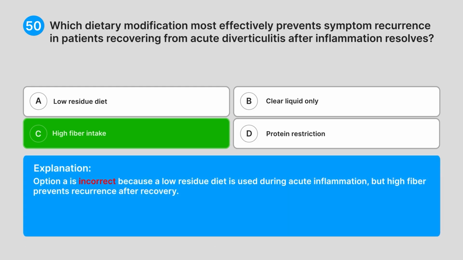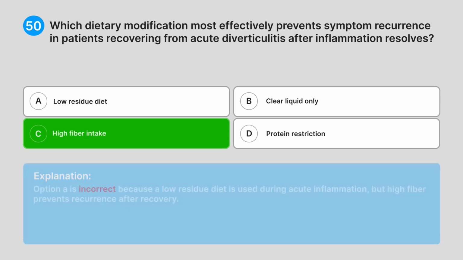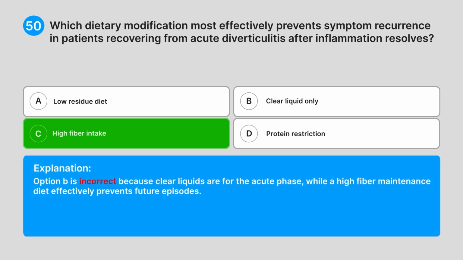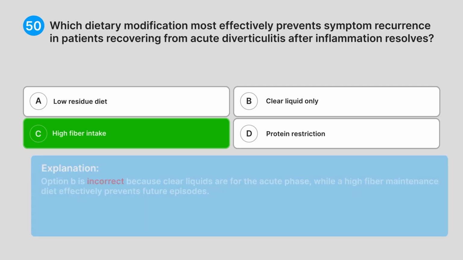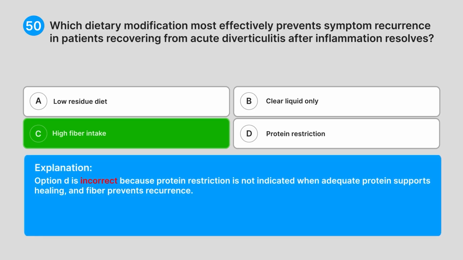Option A is incorrect because a low residue diet is used during acute inflammation, but high fiber prevents recurrence after recovery. Option B is incorrect because clear liquids are for the acute phase, while a high fiber maintenance diet effectively prevents future episodes. Option D is incorrect because protein restriction is not indicated when adequate protein supports healing, and fiber prevents recurrence. High fiber intake after diverticulitis recovery is essential for preventing recurrence.